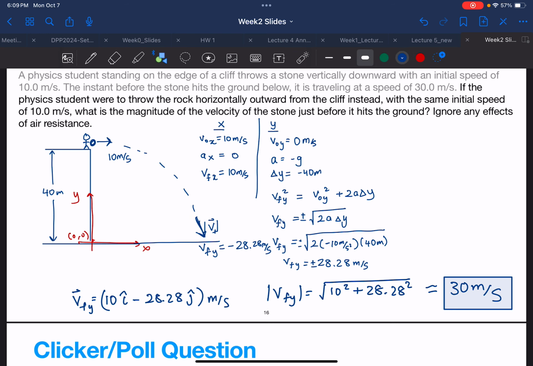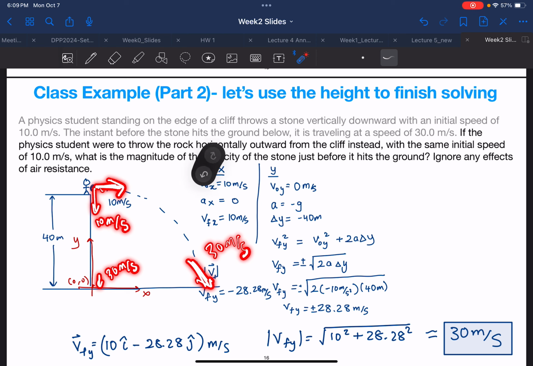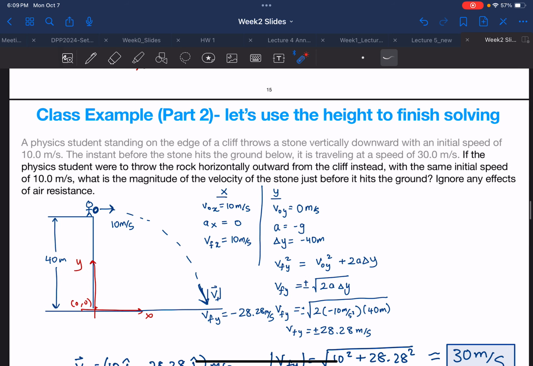Now, some of you might find this kind of surprising. If you throw the stone downward at 10 meters per second, right before it hits the ground, it's moving at 30 meters per second. But even if you throw the stone outward, not down at all, the magnitude of its velocity is still 30 meters per second. And some of you might not find this surprising at all. If you have covered conservation of energy in high school physics, you might actually be able to defend why it needs to be 30 meters per second. Okay, so that was the projectile motion example from class.